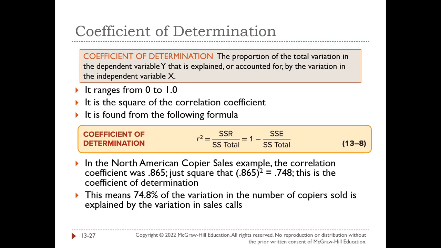It is found from the following formula. R squared equals SSR divided by SS total, equals 1 minus SSE divided by SS total. So there's 2 ways we can actually calculate this.